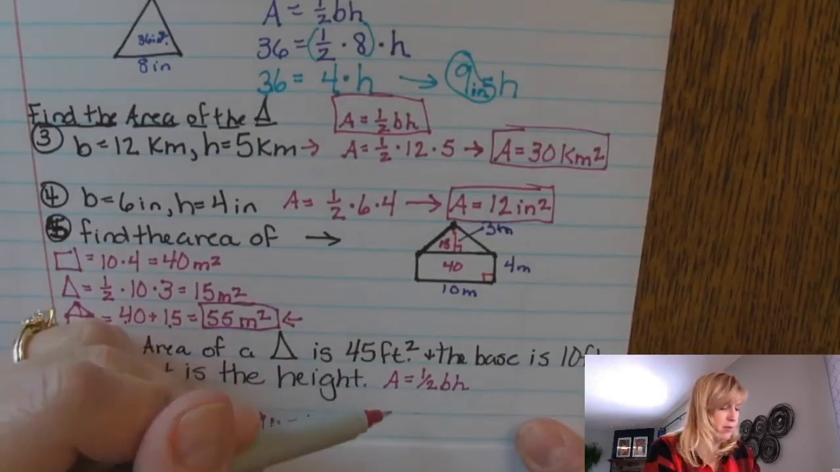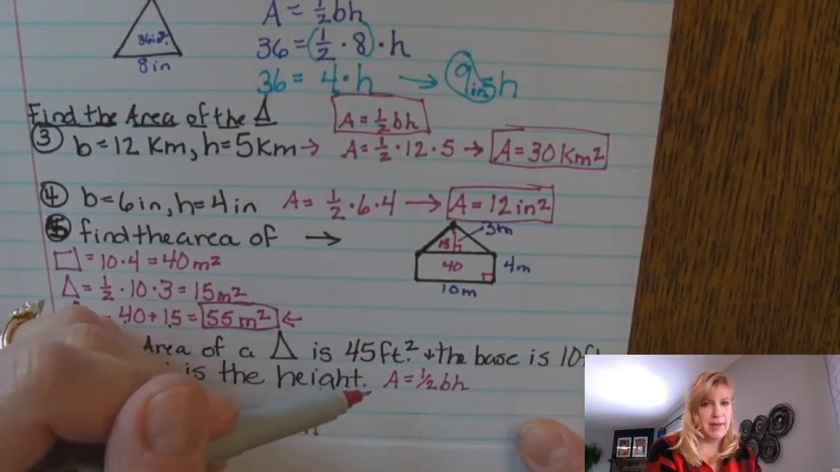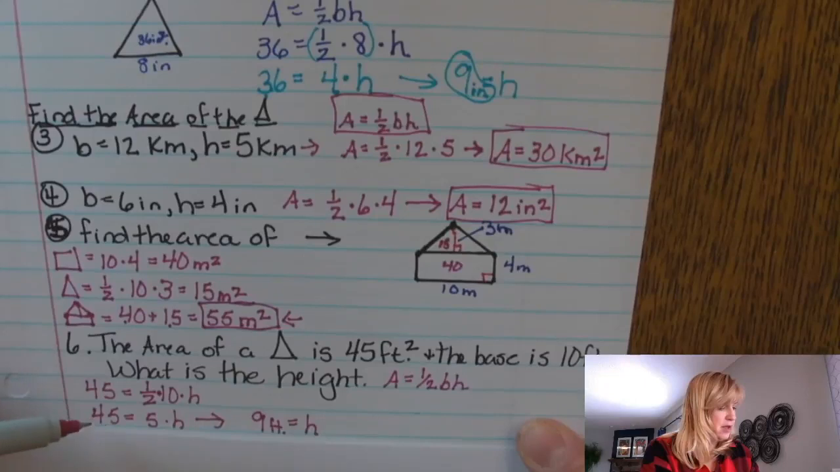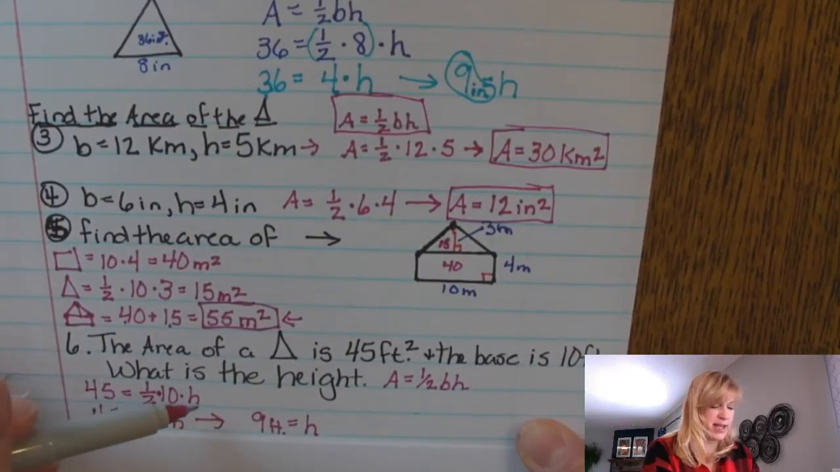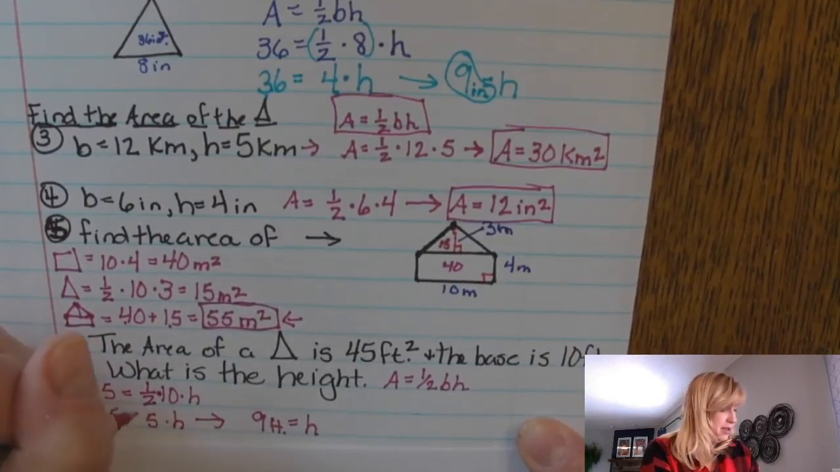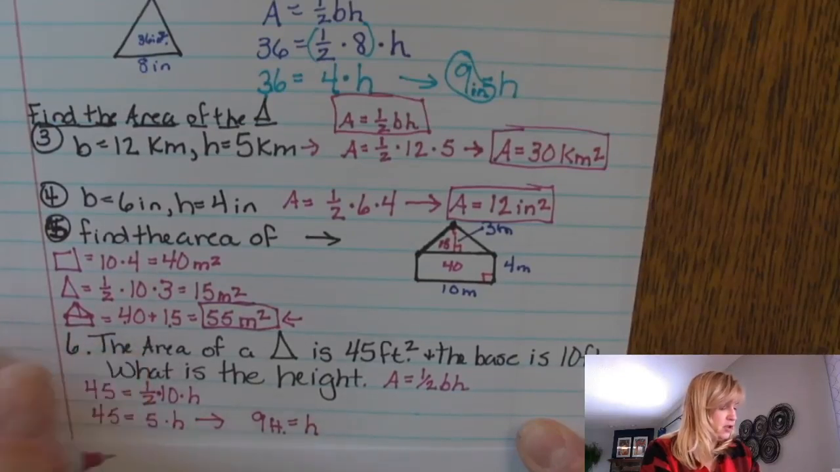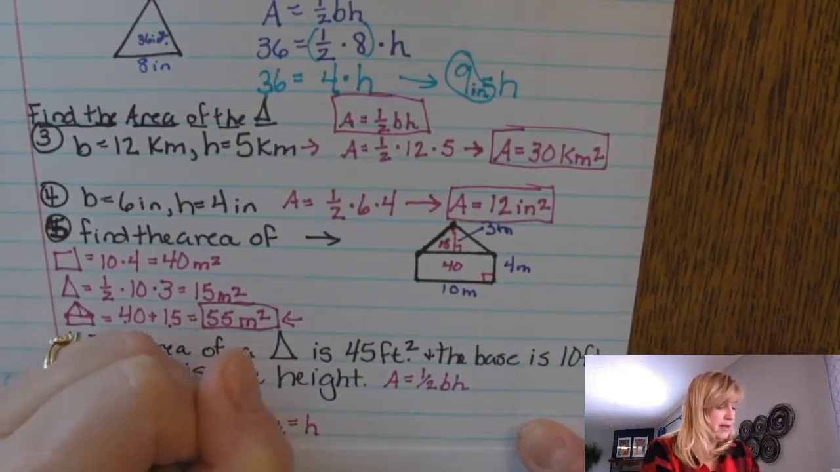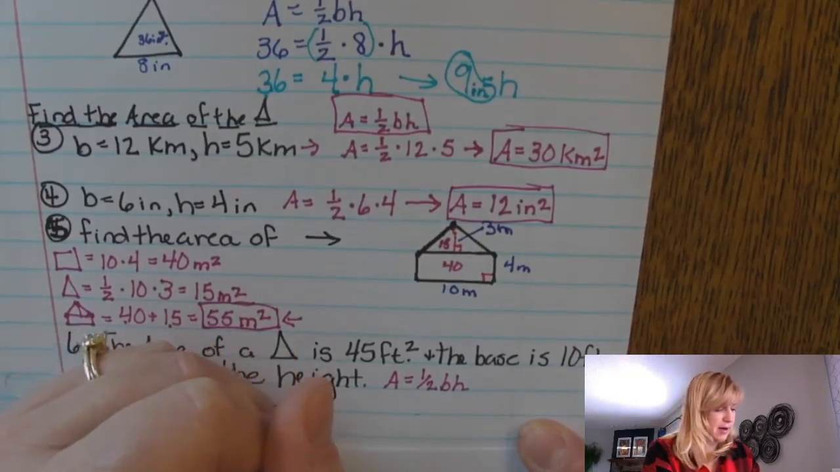Moving down to our last one. Again, I rewrote the formula. We need to commit that one to memory. So I knew that my area was 45, and that equaled 1/2 of 10 times some number, the height. And so I substituted, I multiplied those two together, and I got 45 equals 5 times h. And I knew that 5 times 9 is 45, or I could divide both sides by 5. So 9 feet is what the height equals right there.